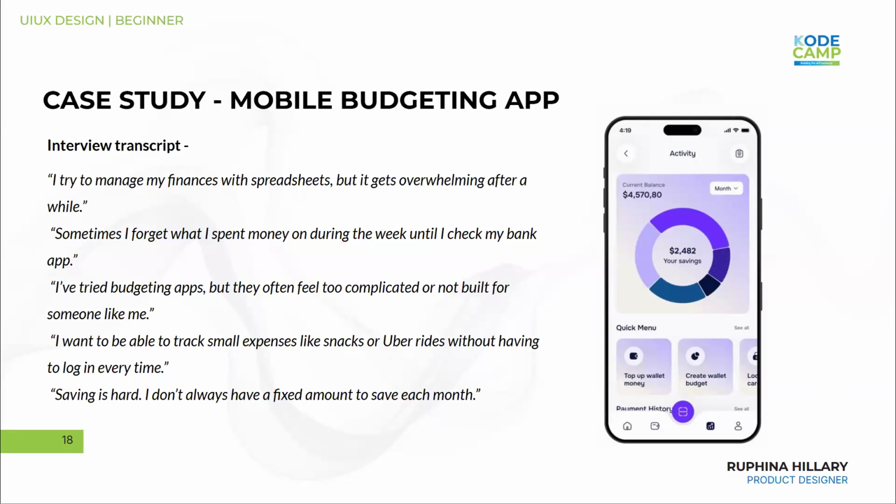Good day. I think the think quadrant is the one with: I have tried budgeting apps, but they often feel too complicated or not built for me. No, no, I'm not telling you guys to categorize this sentence into different quadrants. That's not what I'm asking. I'm telling you that this is the data you've gotten from your research.